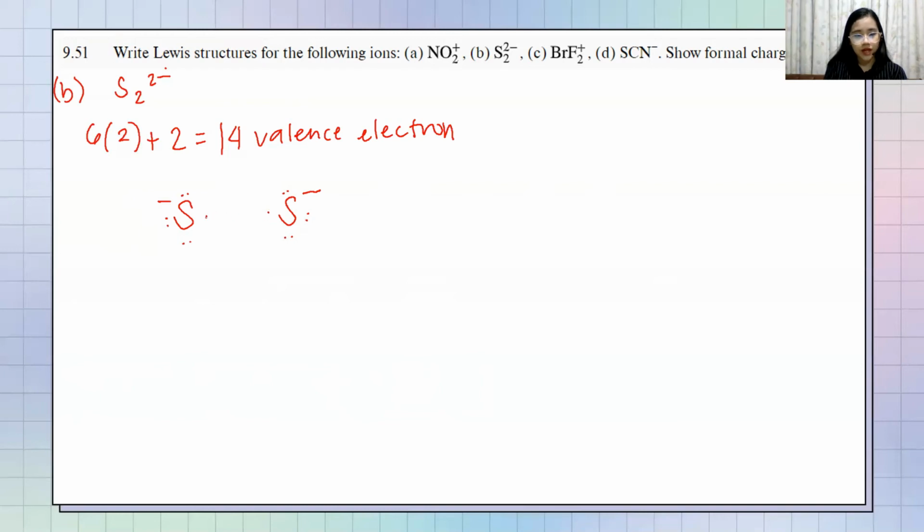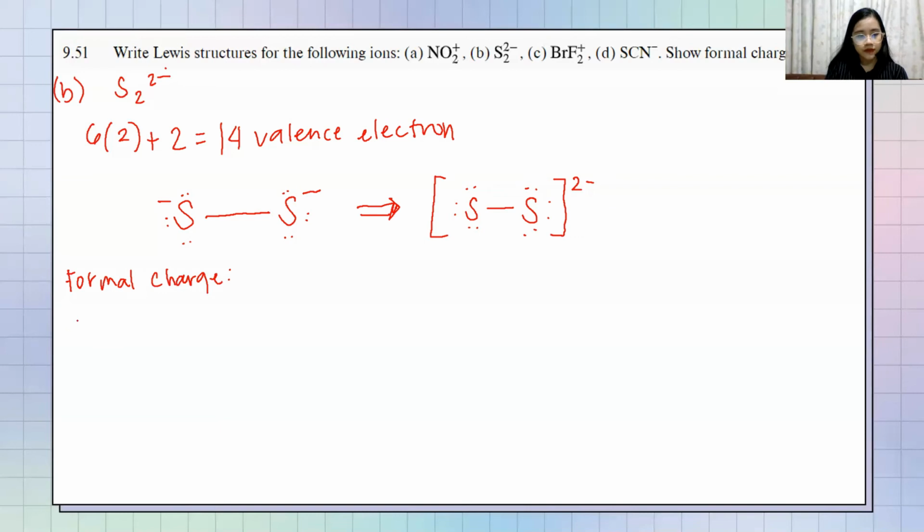So connect and we form a single bond. So the Lewis structure is S bond to S, 1, 2, 3, 4. Don't forget the lone pairs. And we can combine the charges, 2 negative. So for the formal charge, we will use again the formula before.